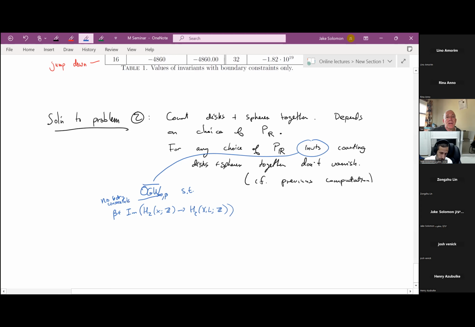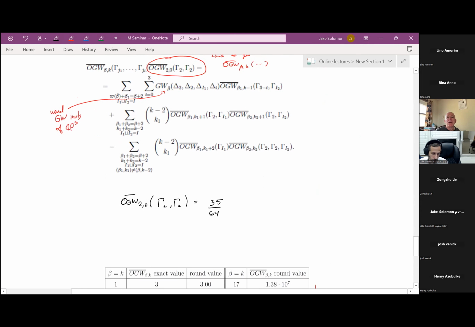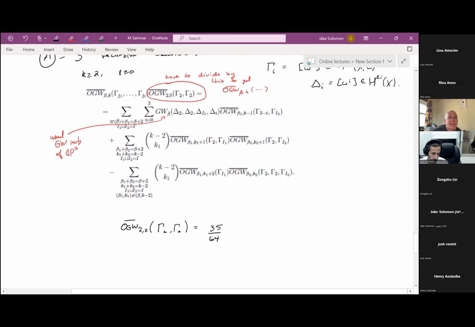And where beta is spherical, where this class actually comes from a sphere, those you need to count spheres as well. Okay, but these invariants all fit together in a single recursion, and this recursion is basically a way of writing the quantum differential equation, if you like. There's a flat connection on a certain extension of the usual quantum cohomology. But the mirror symmetry doesn't play any role.